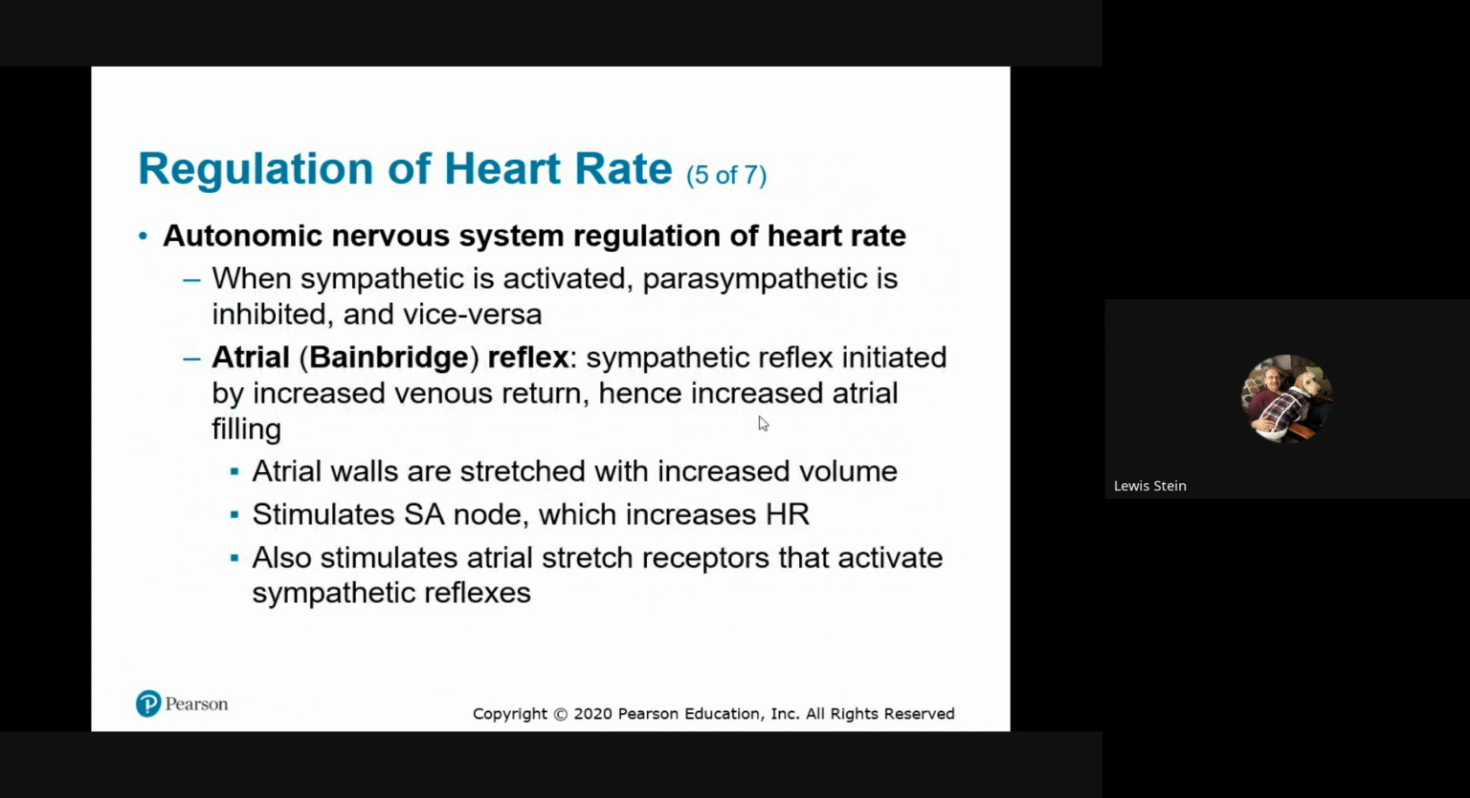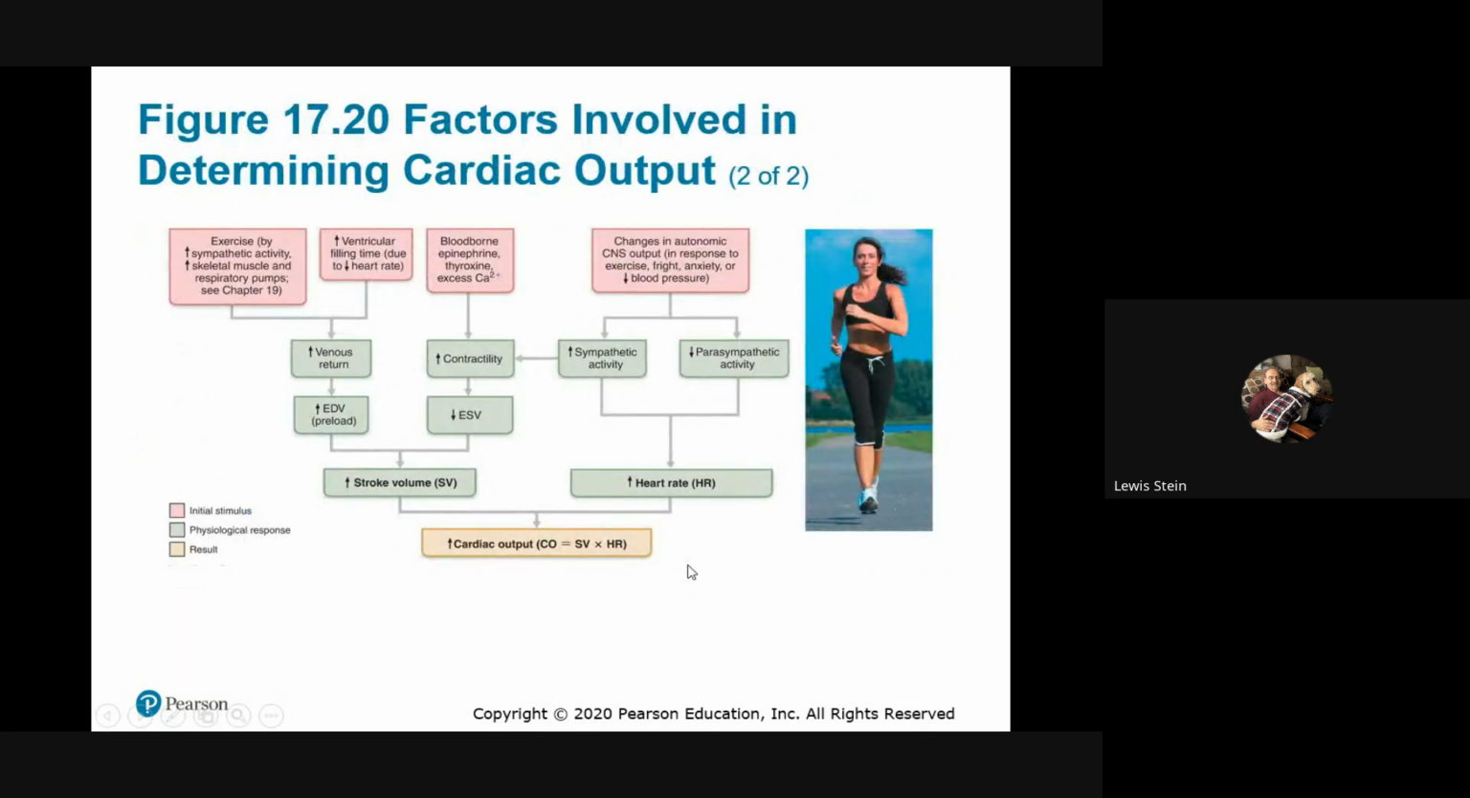That's important. Okay, and they talk about this Bainbridge reflex, initiated by increased venous return and increased atrial filling, and so there are different things. And so they sort of ping pong each other. Sympathetic is busy, the parasympathetic is not. So I wouldn't worry about the Bainbridge effect whatsoever. It just takes a look at certain things that are there. So you can review the chart, basically.